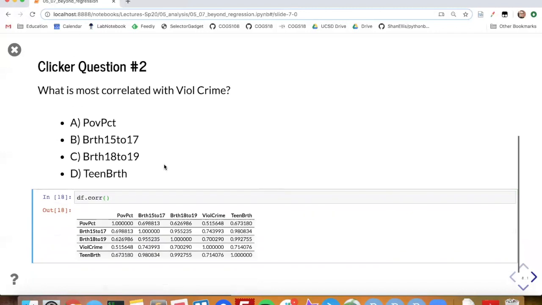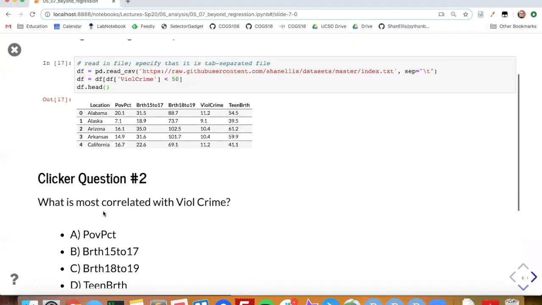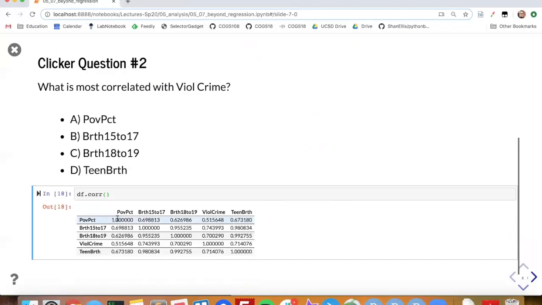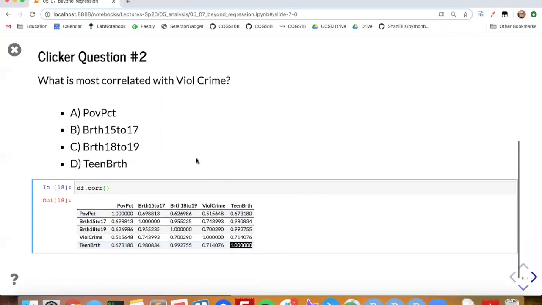This is something you'll do in an assignment, and I just want to be sure that everybody is aware of what this output looks like and how to interpret it. So you have your variables here, your different features in your data set that are all of the quantitative variables. Again, along the identity line, along the diagonal here, it's going to be 1 because teen birth correlation with teen birth is always going to be 1. So anything with itself, the correlation value of 1. And the question then is, what is most correlated with violent crime?